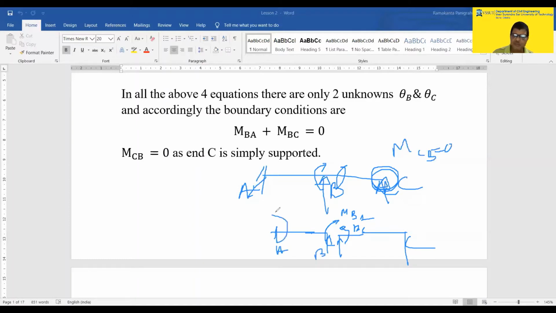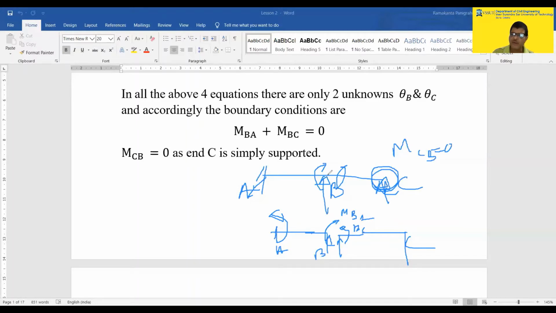At point A also there will be a moment because of the fixed end. At the continuous support joints, the moments from both ends are taken together, and the total moment is equal to 0. This is the compatibility condition, or you can say the boundary condition, whatever you may name it. Since there is continuity, the moment from this side and the moment from the other side should be equal to 0. That is the total moment. That is not the fixed end moment.